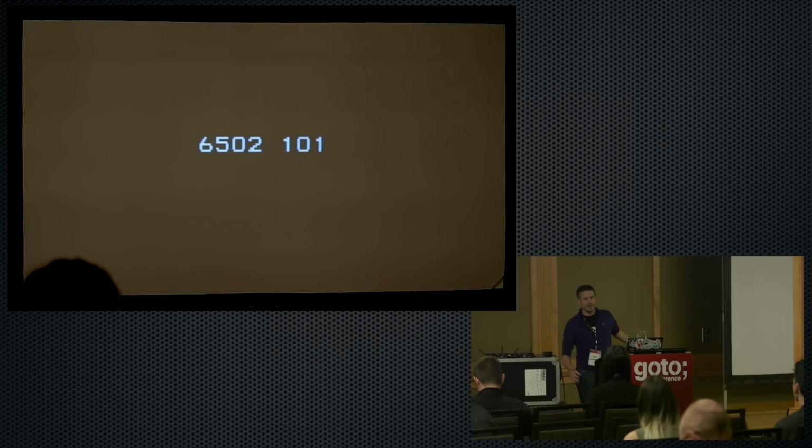Okay, so I'm going to explain to you how I wrote an emulator, but before we do that, I'm going to have to give you a little bit of background about what it is inside.